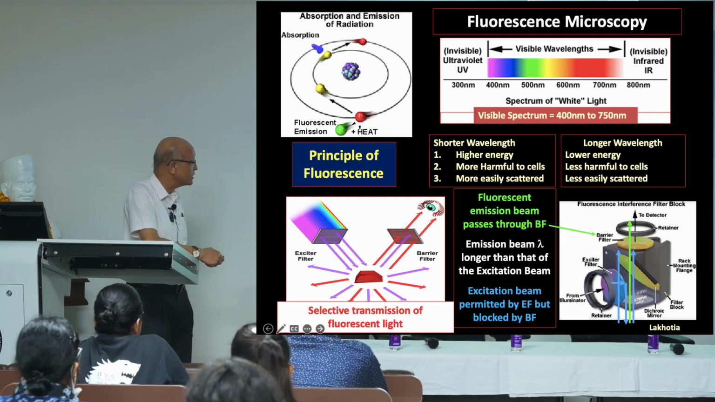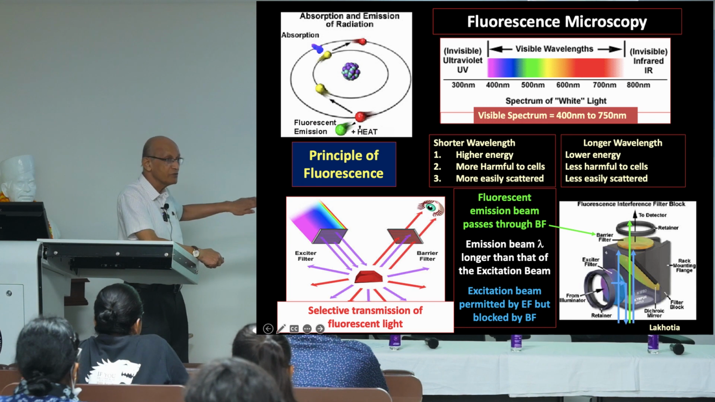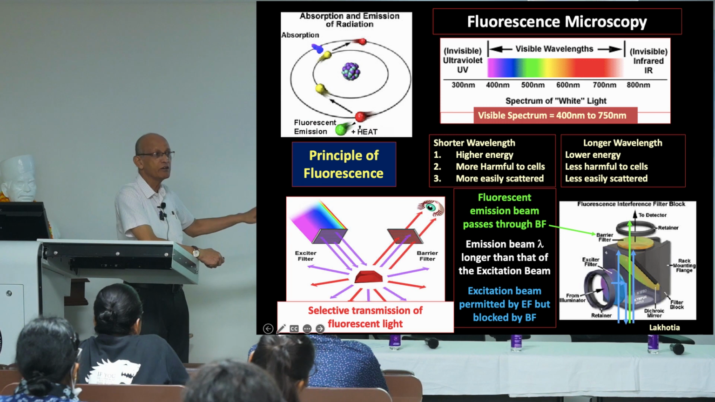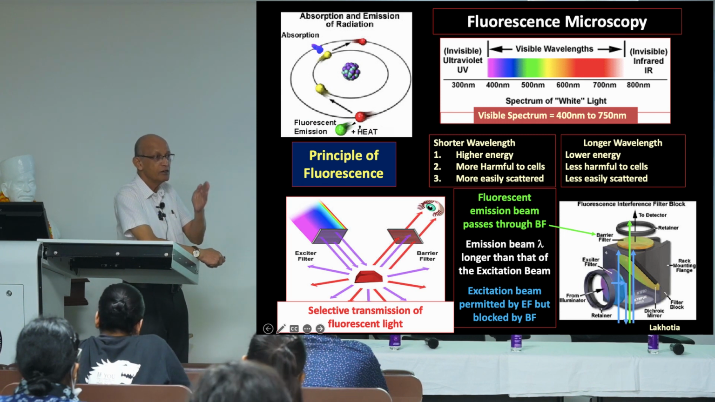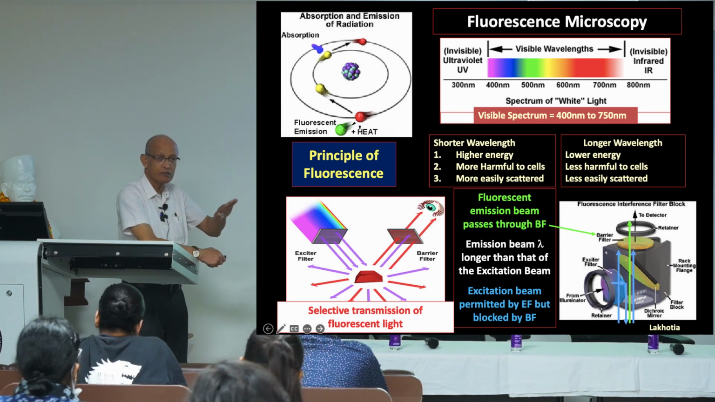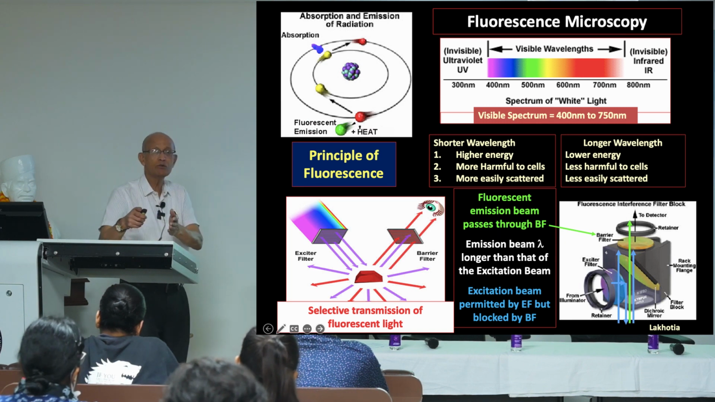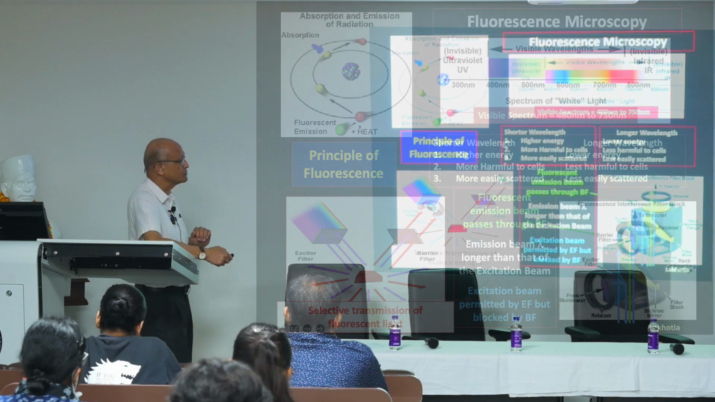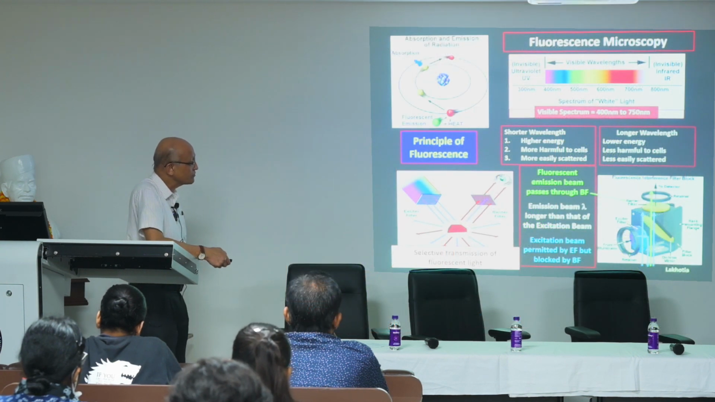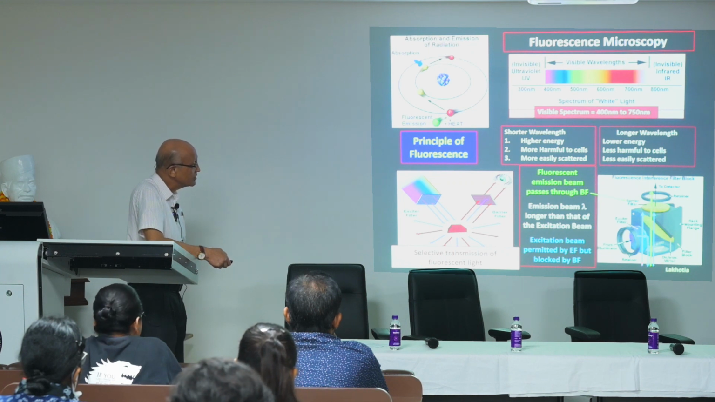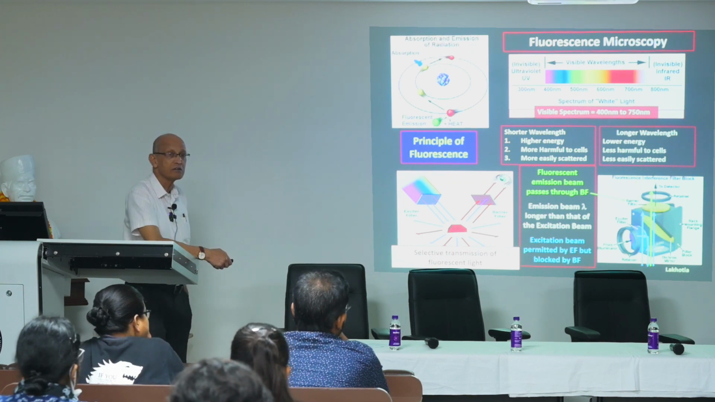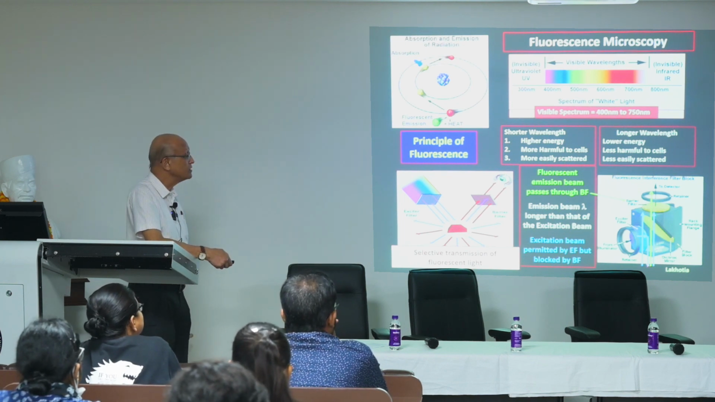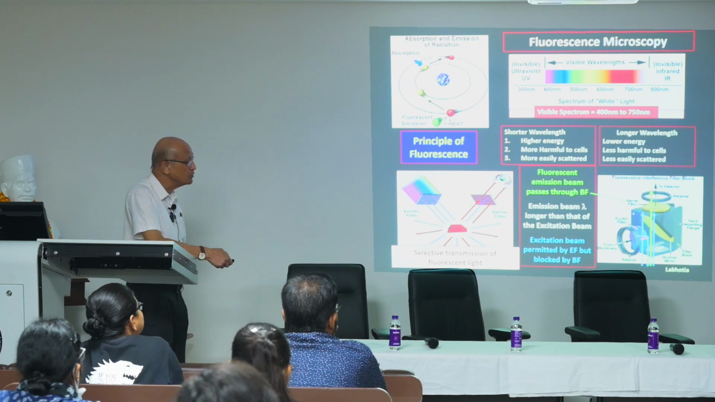So we need something that will cut off the excitation beam path. We use a filter, which we call a barrier filter, which will remove wavelengths of a certain size and allow wavelengths of a certain size, so that we can see the emission. This is what we do in a fluorescence microscope. For example, if we have something that is excited with blue light and emits green light as fluorescence, then we pass through a filter blue light only.